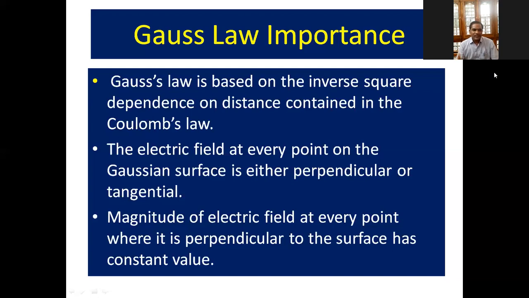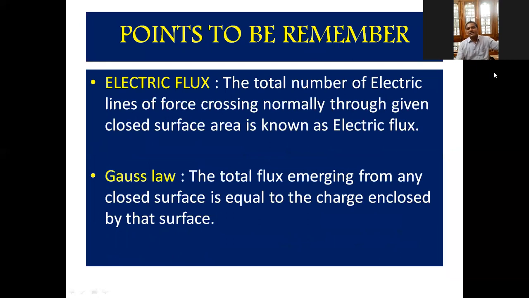In this present discussion, the points to be remembered: first, electric flux. The total number of electric lines of force passing through a given surface area is called electric flux. The number of lines of force crossing normally through unit surface area is called flux density, which is equal to the electric field strength at that point. The Gauss law statement is: the total flux emerging from any closed surface is equal to 1 by epsilon naught times the charge enclosed by that surface.